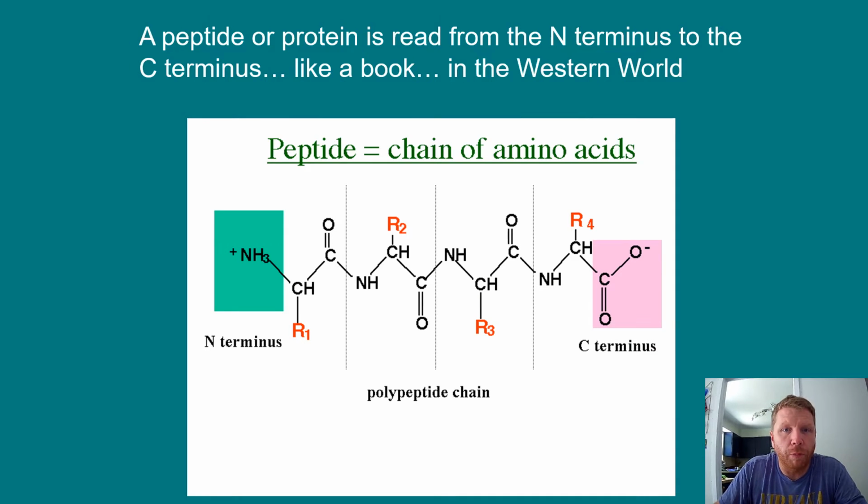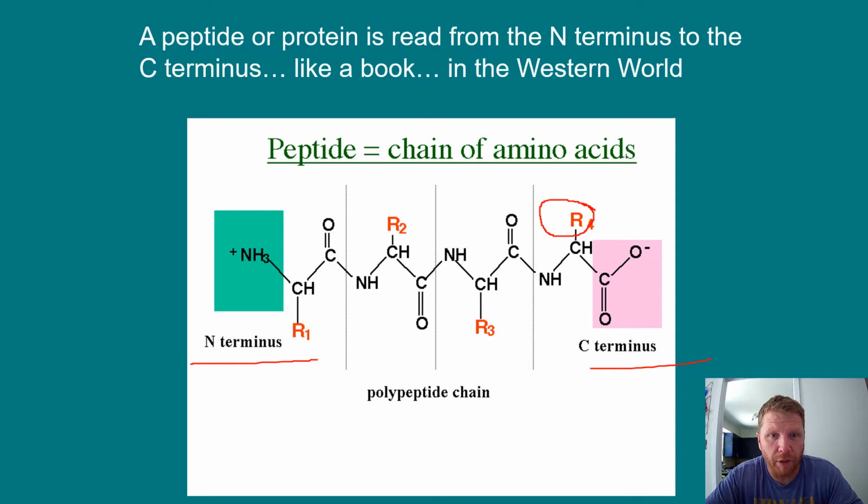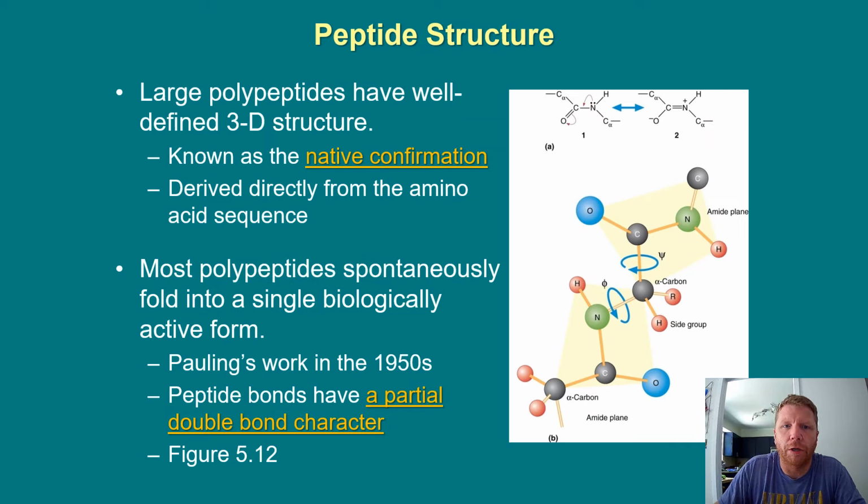Now, a peptide or a protein is read from the N termini to the C termini. So residue number 4 or something like that is R group number 4, after, let's see, if we count up our peptide bonds. So this would be a peptide bond, this would be a peptide bond, and this would be a peptide bond. So it sounds a little bit weird, but if you have 3 peptide bonds, that means there are 4 amino acids within that molecule, within that polypeptide chain.